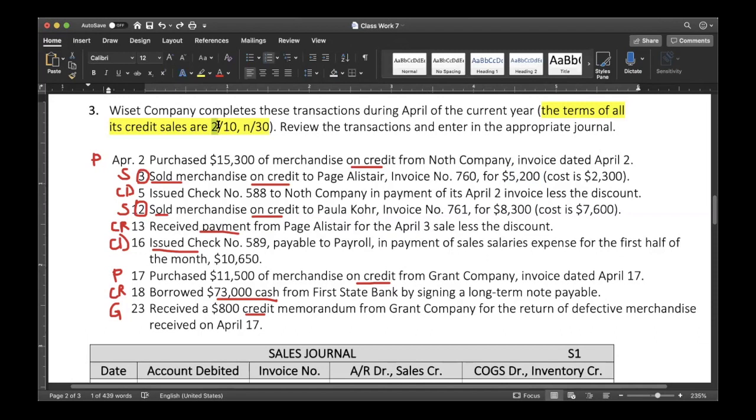That was something we had to do in the last test. A lot of people did get that wrong, but just make sure you're aware of it now. The other cash receipts entry we're going to be doing is from the 18th, where we borrowed money from the First State Bank by signing a long-term note payable. These are the two we're going to put into the cash receipts journal now.